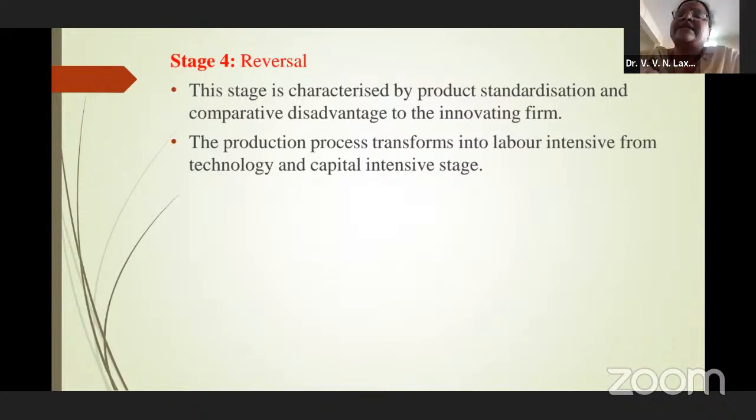This stage is characterized by standardization, and there is a comparative disadvantage to the innovative firm, because there are other multinationals or local firms which are selling the same product at a lesser price, and whatever innovation advantage the firm had is lost. And this product is now like any other product.